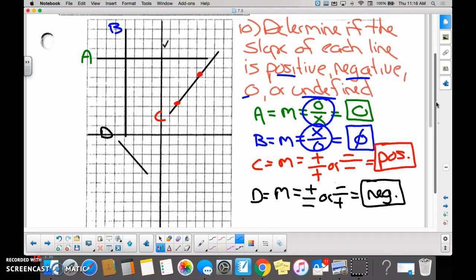C, to go from this point to this point, what kind of slope do we have? Positive. To go from this point to this point, what kind of slope do we have? Positive. We've got a negative and a negative, multiply them together, what do you get? Positive. Okay, so C is what kind of slope? Positive. And D is what kind of slope? Negative. So if I went from here to here, I have a negative and a positive. What's a negative and a positive? Negative. Okay, or if I went from here to here, we have a positive and then a negative, and that is a negative. Questions?